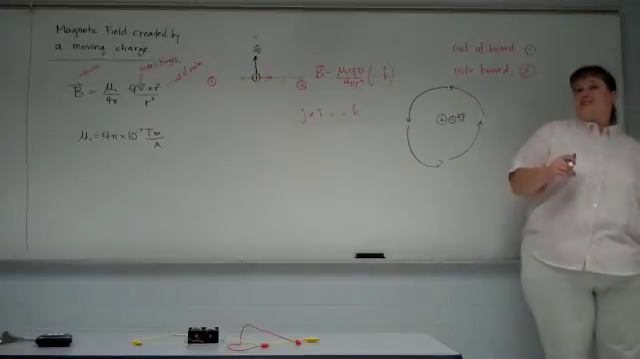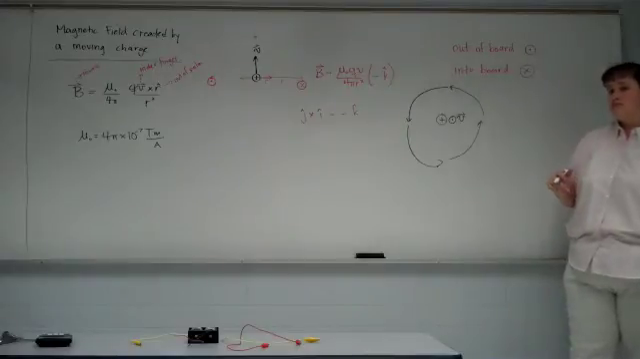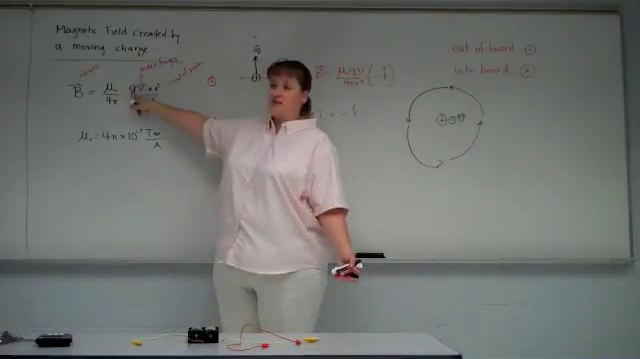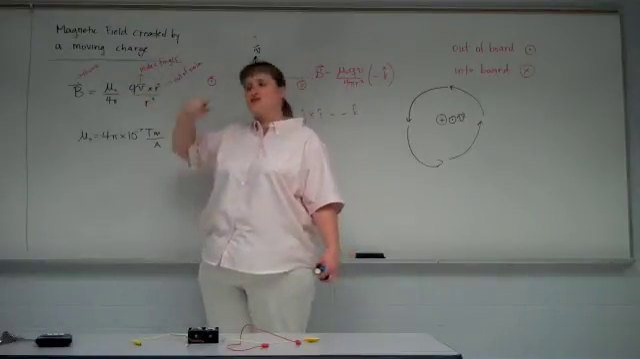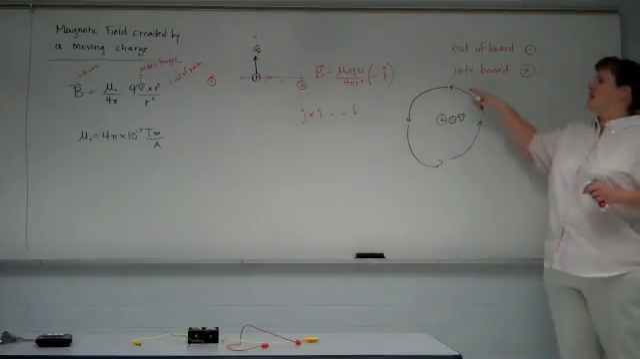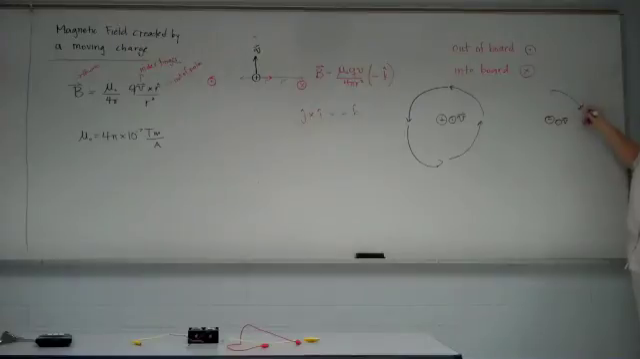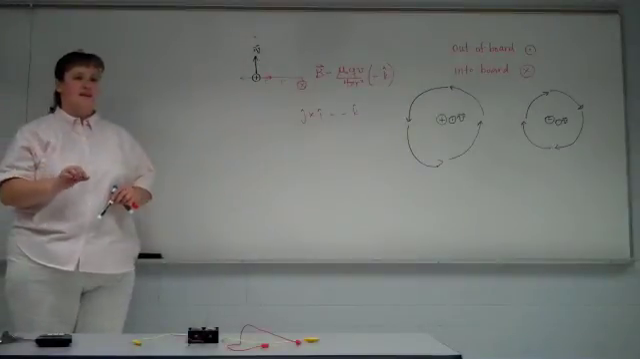What if it was a negative charge coming towards you? A negative charge would have a negative sign on q. So whatever you got for v cross r hat, times a negative sign just changes the direction. So positive charge coming towards you makes counterclockwise circles. If it's a negative charge coming towards you, it makes clockwise circles.